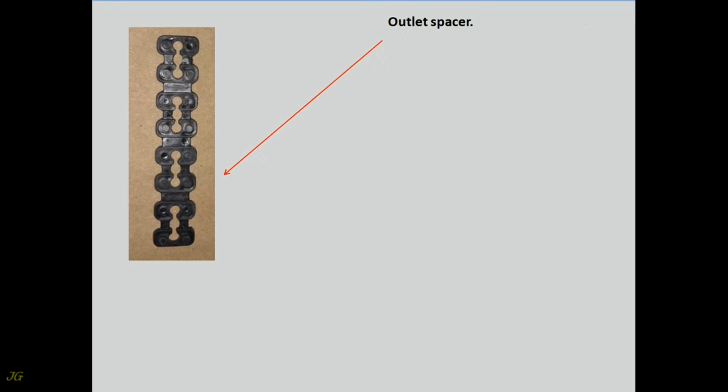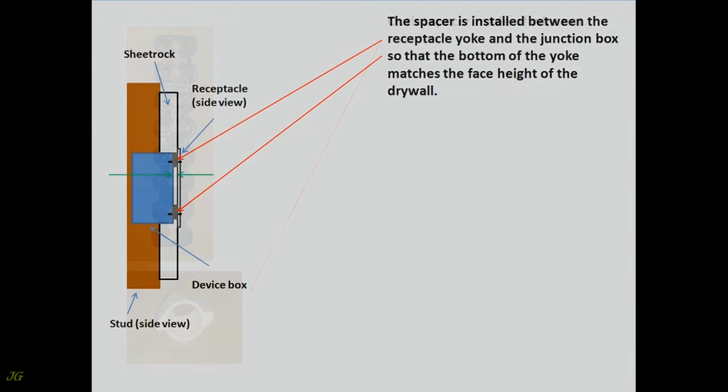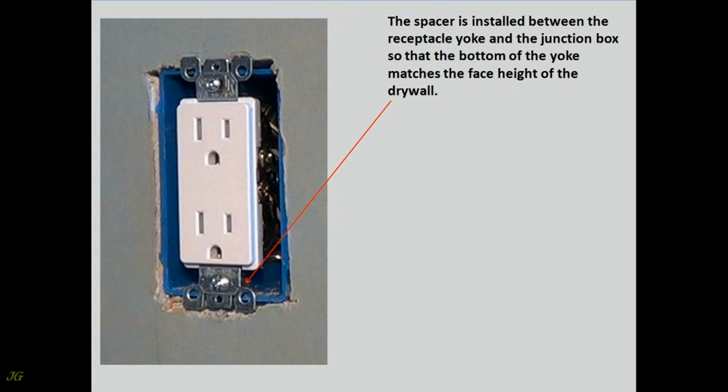Outlet spacer. Outlet spacer made of wire nut. The spacer is installed between the receptacle yoke and the junction box so that the bottom of the yoke matches the face height of the drywall.